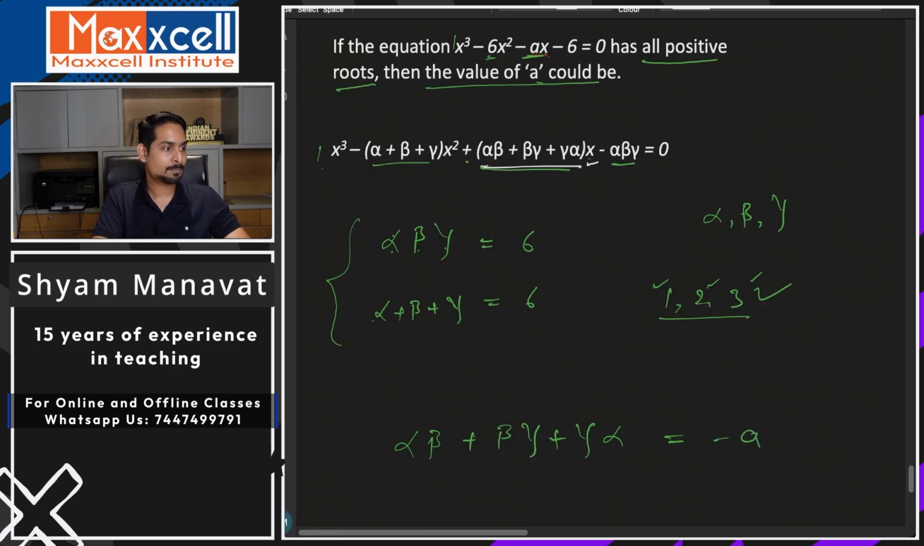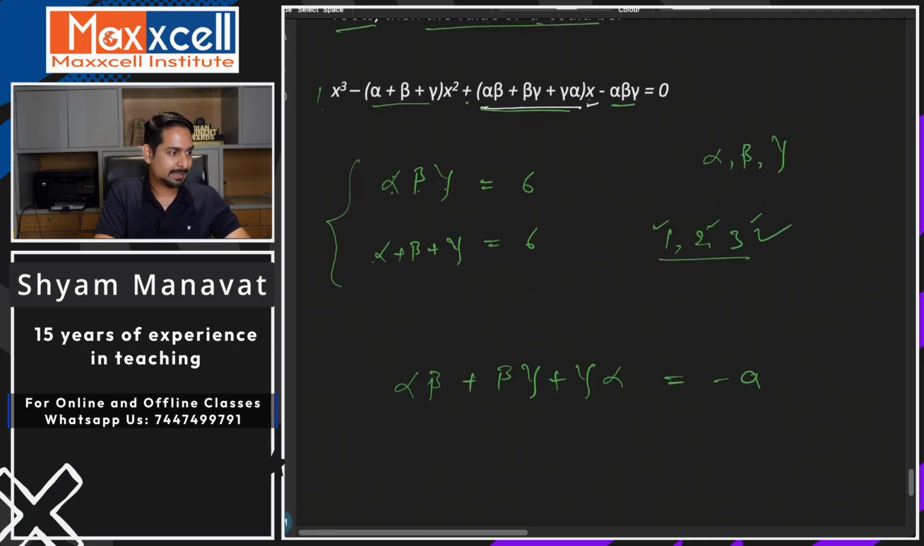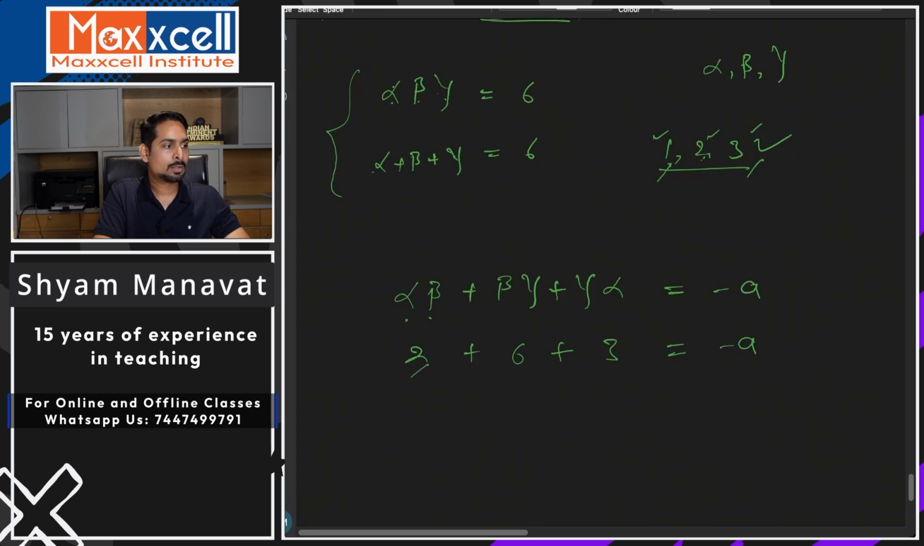Did you understand this? Now if I substitute, I get 1 into 2, which is 2, then 2 into 3 is 6, then 1 into 3 is 3, equal to minus A. That is 2 plus 6 is 8, plus 3 is 11, equal to minus A. So A is equal to minus 11.